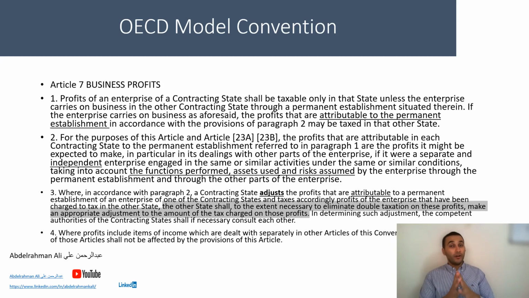It should be based on the functions performed, assets used, and risks assumed, and that's a very long point that is pointing to the functional profile or the functional analysis that you should be exploring and applying to determine how to attribute the profits to that PE, with the arm's length principle being applied. So stay tuned. We're going to talk about the transfer pricing topic in very simple terms.